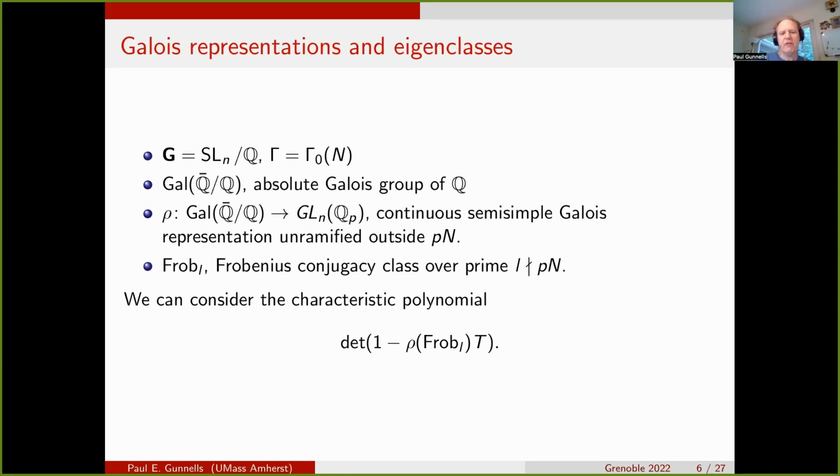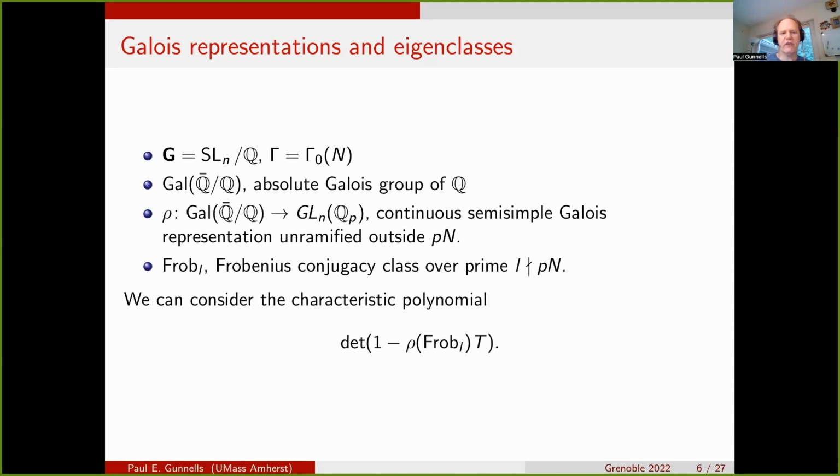But in any case, this encodes a lot of information about what's happening at the prime L in this representation. It's reasonable to consider this because Frob L is not a unique element. It's only defined up to conjugacy. So to get something that's invariant or meaningful, we have to write down something that's an invariant of the conjugacy class. And so the characteristic polynomial is a great thing to do for that.